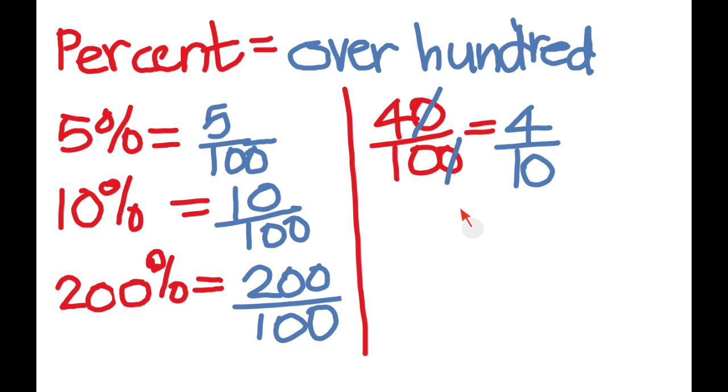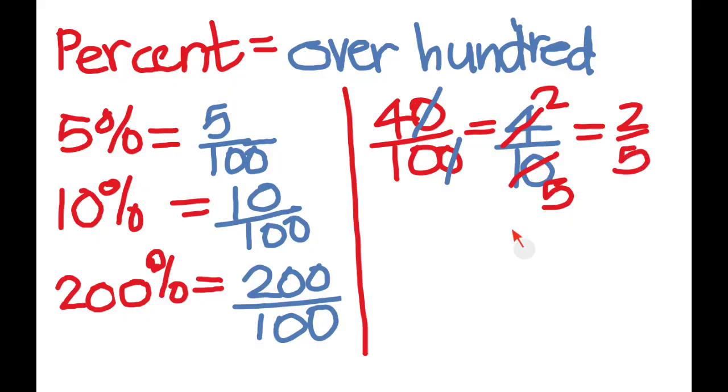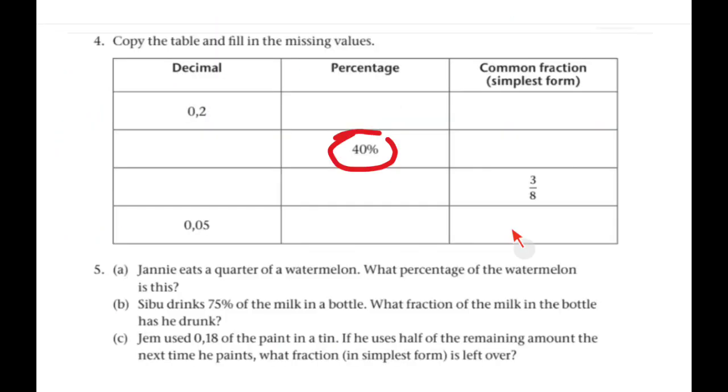Now we simplify this, because we're supposed to leave our common fractions in a simplified form. So we go, how many times does a common factor between the two, which is 2, go into 4? It goes 2 times. And how many times does 2 go into 10? It goes there 5 times. So our answer is 2 over 5. And that is the common fraction that corresponds to 40%. So that's 2 over 5.